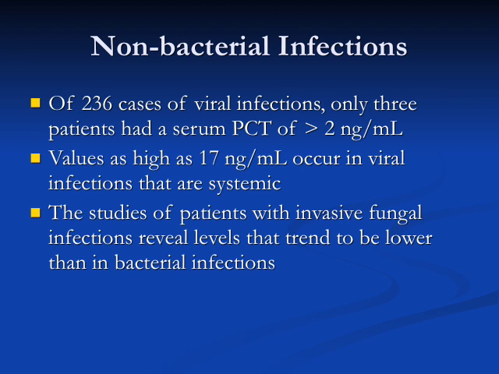So what about non-bacterial infections? In a study of 236 cases of viral infections, only 3 patients had serum elevations of procalcitonin of greater than 2. Only 3 patients. Other studies have shown that viral infections, especially the ones that are systemic, have high values, even as high as 17. In studies with patients with invasive fungal infections, there was a tendency to have high procalcitonin levels, but not to the extent of bacterial infections.